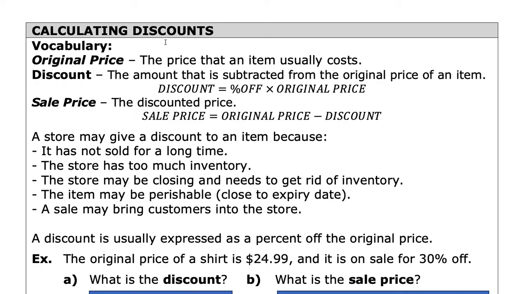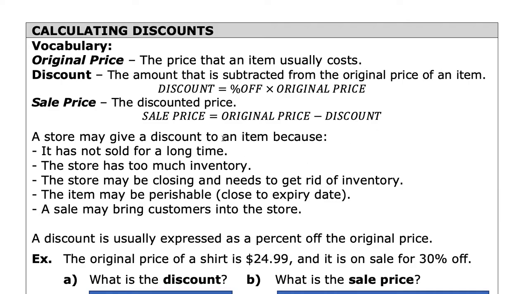Calculating discounts. Some vocabulary that we should have: the original price is the price that an item usually costs. A discount is the amount that is subtracted from the original price of an item. The discount is the percentage off times the original price. The sale price is the discounted price. You can get this by doing: sale price is equal to the original price minus the discount.